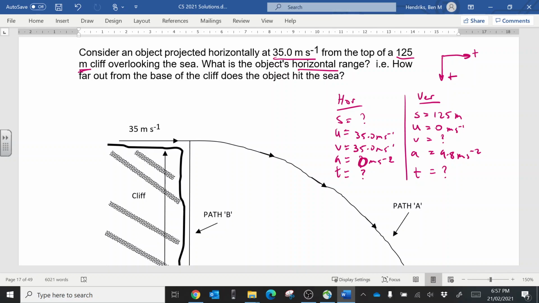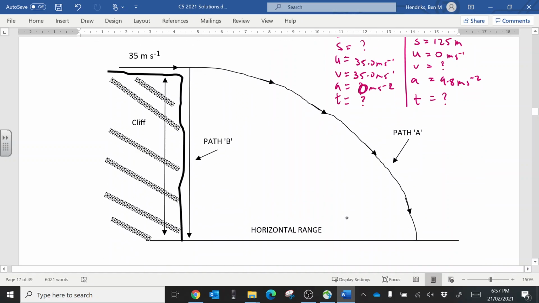So the useful thing about projectile motion is once we work out the time for one side, we can work it out for the other. So in this case, we could work out the time in the vertical, so how long does it take to drop, and then we can use that time in the horizontal to work out its displacement. And that's the method, that's the kind of approach that we take. Okay, and that's all we need to do for this one.